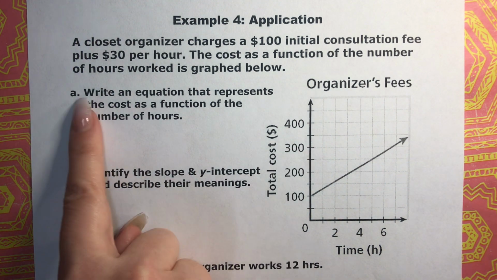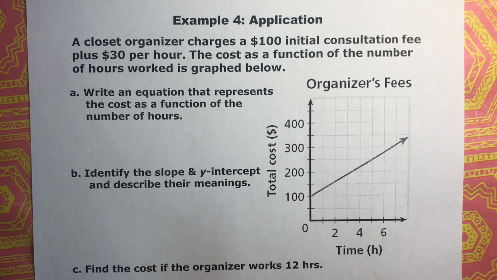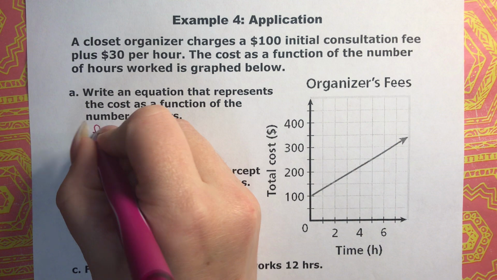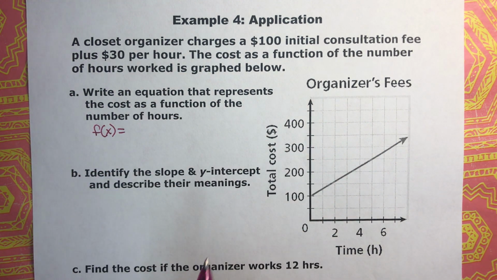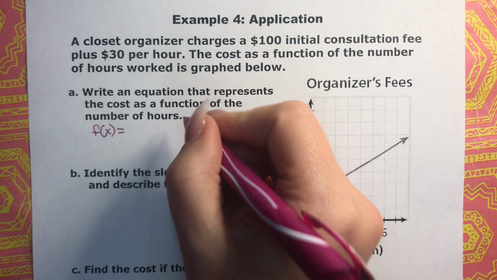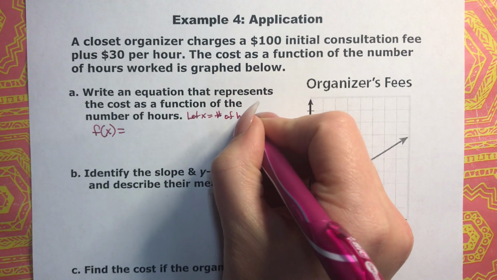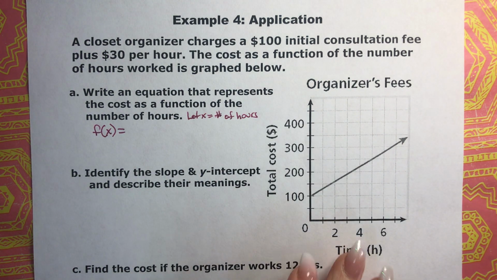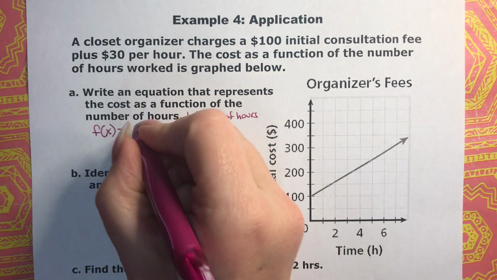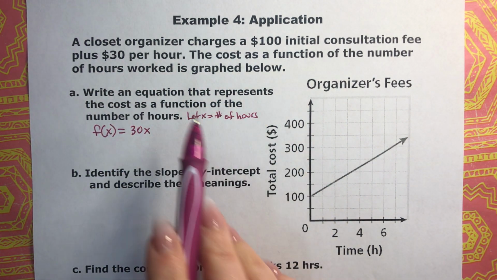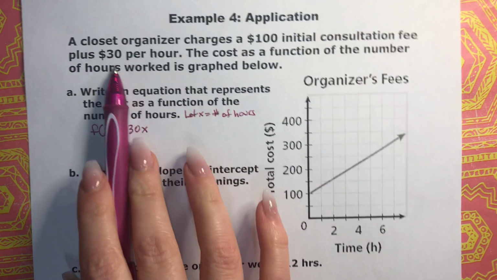So what we need to do is write an equation that represents the cost as a function of the number of hours. So we have that initial fee, so that's going to be our plus 100. So they want it as a function, so I'm going to write f of x equals, we need to define our variable. So I'm going to say let x equal number of hours. Okay, so that's kind of like the time in hours, which is right here. So $30 per hour just means 30x, and that's how much you get per hour.